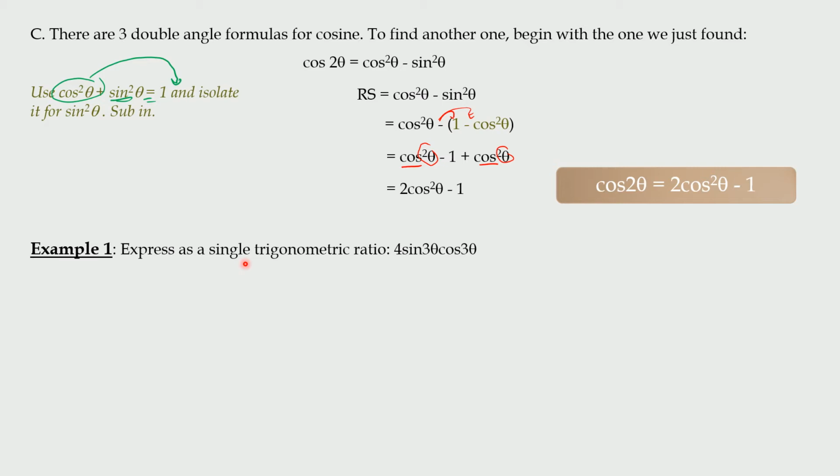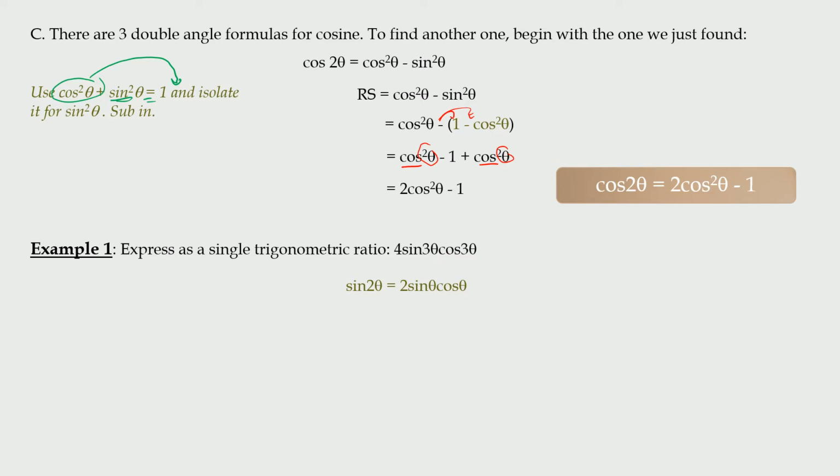So go back and look at your formulas for today and find one that looks like this. It has a sine and a cos together, sine times cos. Hopefully you found this one here. This was our first one, our first double angle formula: sine 2 theta equals 2 sine theta cos theta. Now it's not the same, but it's very similar.